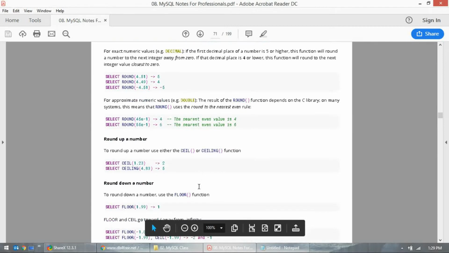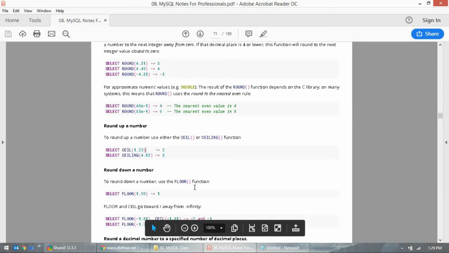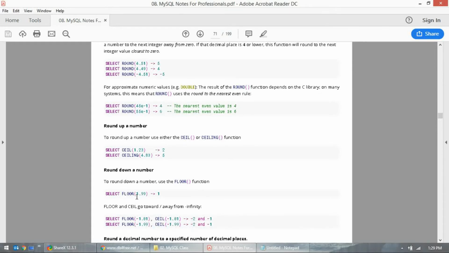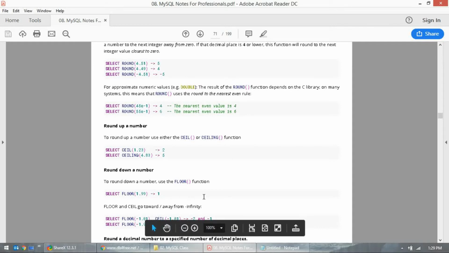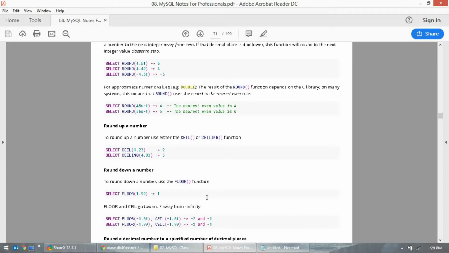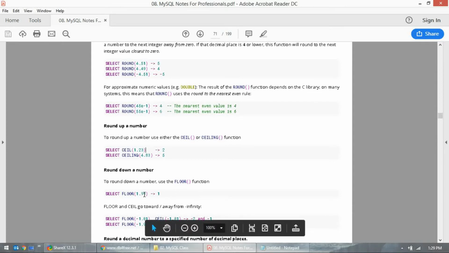So that's how you can round down a number. You can use floor. These are the functions when you are using it. Floor of 1.99 gives 1. So the concept of round, ceil and floor is that we are rounding it. At the end of the day it's rounding, but the point here is that floor gives a lower value. If you see here, 1.99 with floor ends up as 1.